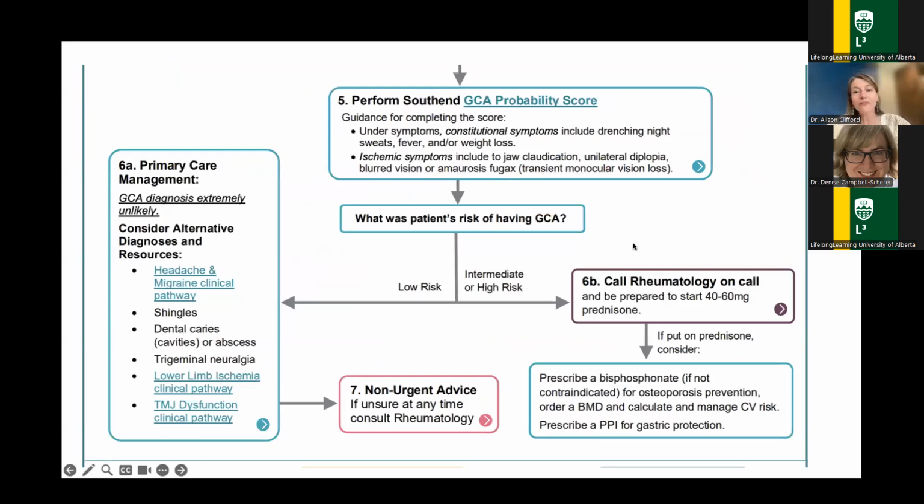And then once you have that back, you can do the South End probability score. And same thing on the AHS pathway, there's a link right to this score. I have some pictures of that on the next couple of slides, but it's quite user-friendly. It takes a couple minutes probably to do. And then what it will spit out is the patient's risk of having GCA, so either low risk or intermediate high risk.